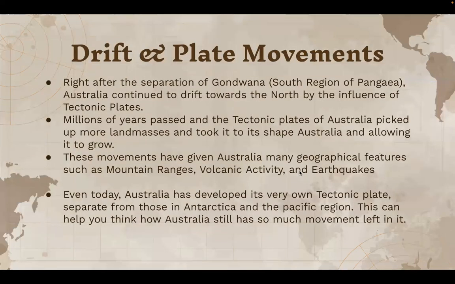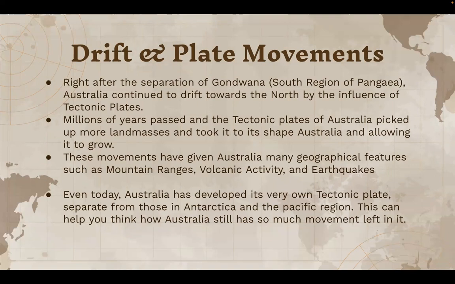So right after the separation of Gondwana, which is a region I'll show you in the next slide, Australia continued to drift towards the north by the influence of tectonic plates. Millions of years passed, and the tectonic plates of Australia picked up more land masses and took it to shape Australia, and this allowed it to grow. So it was almost like Pac-Man needing more tiny islands, which made it bigger.